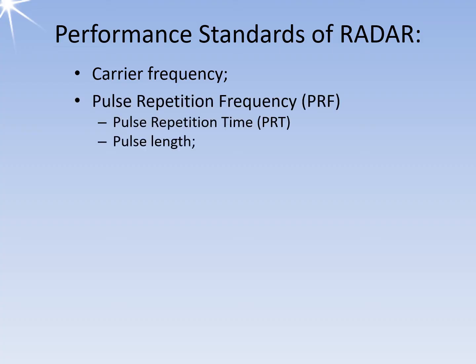Pulse repetition frequency. The pulse repetition frequency, PRF, is the number of pulses transmitted per second. Some characteristic values may be 360, 1000, 1500, 2200, and 3000 pulses per second. The majority of modern radars operate within a range of 300 to 4000 pulses per second.